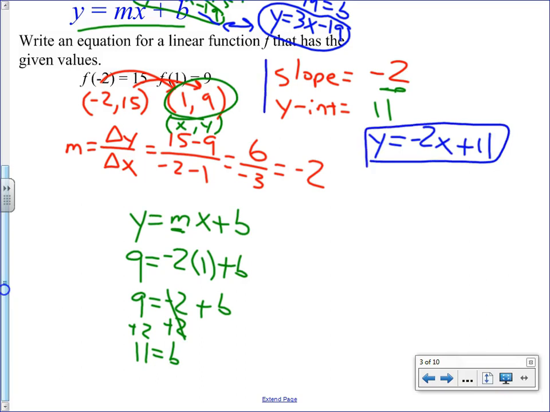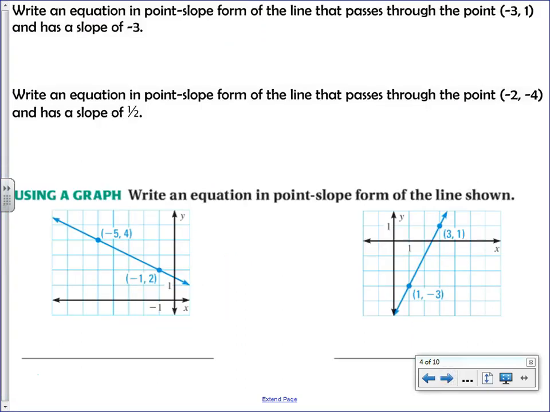You might find that organizing your information, finding the two variables that we need to find, slope and y-intercept, and reorganizing to write your equation might be beneficial. Okay, let's take a look at another example. Here we go, just doing some practice writing in point-slope form. So why don't you just pause the video and try to write those equations on your own. Restart it when you're ready.